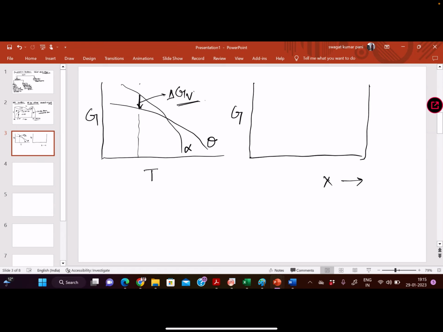I hope you are familiar with these free energy composition curves. So what will the alpha curve look like? It will go something like this. Because it is a solid solution, it will be broader, and the theta phase will be a bit narrower because it is an intermetallic phase. So this is alpha and this is theta. To know the equilibrium composition, we have to take a common tangent. Suppose the alloy composition is this. We take it as C1.